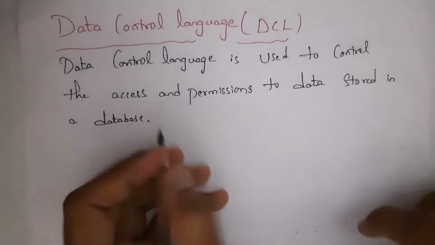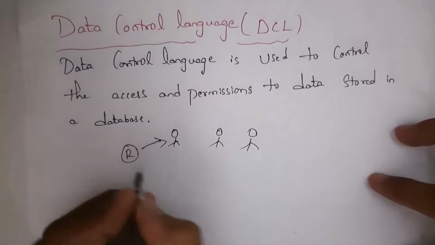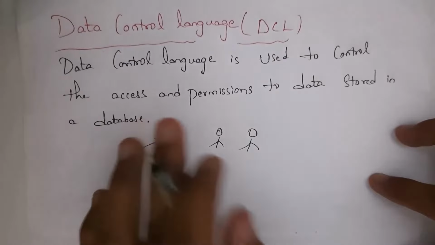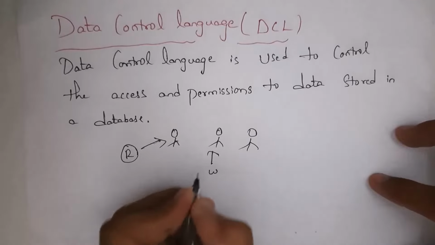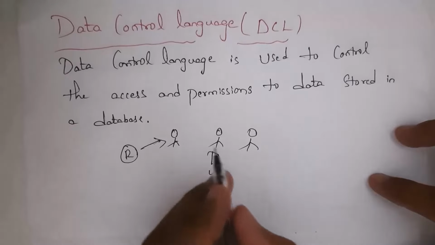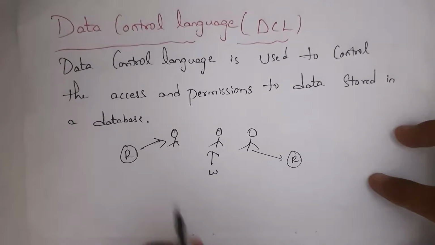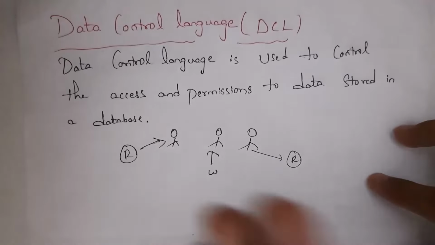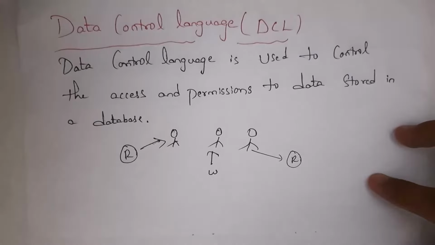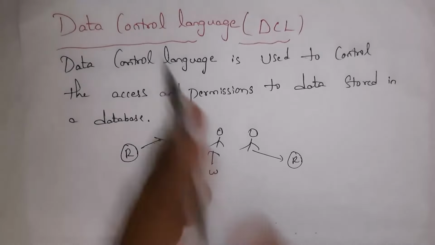For example, there are 3 users. For this user, I want to give only read permission. That is, this person can only read data, he cannot insert data. And for this person, I want to give write permission. That means he can read data and he can also write data. And for this person, I want to give only read permission. So if we give only read permission to particular users, they can only read data, but they cannot perform any modifications on data. So you can give various permissions to various users by using data control language.